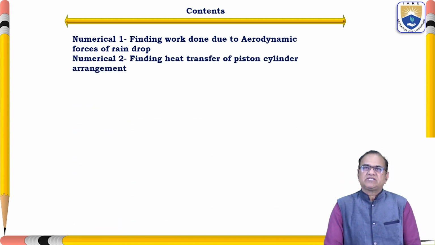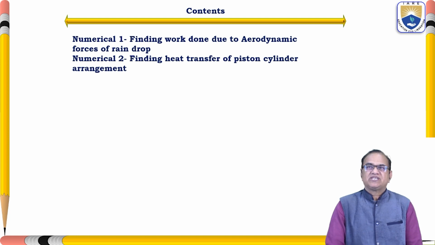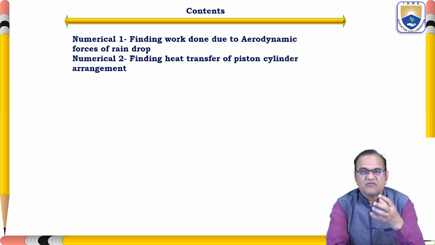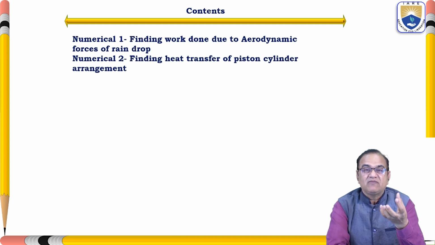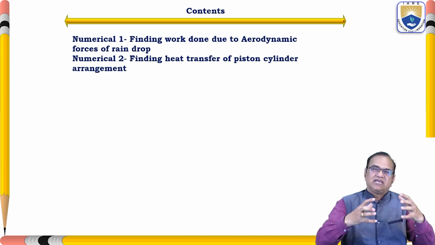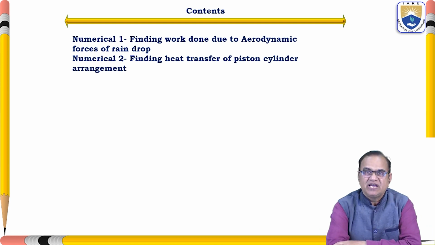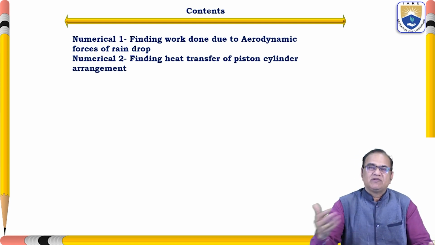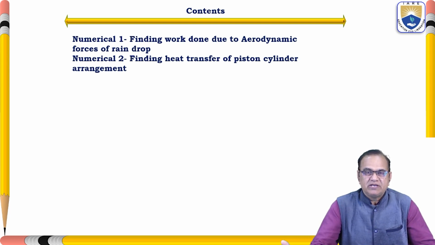The second problem is finding heat transfer of a piston cylinder arrangement. Normally we take a typical example of a piston and cylinder, and in this cylinder we give some heat with the help of petrol or diesel or any other fuel which we burn inside. By this action, how much heat is transferred and how much work is done will be handled and explained in numerical number 2.